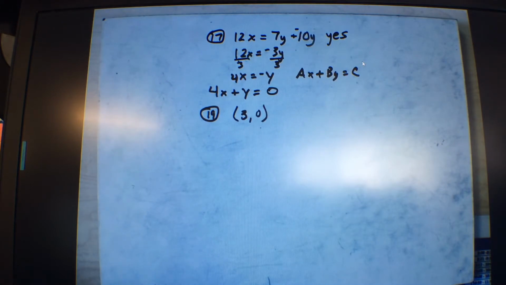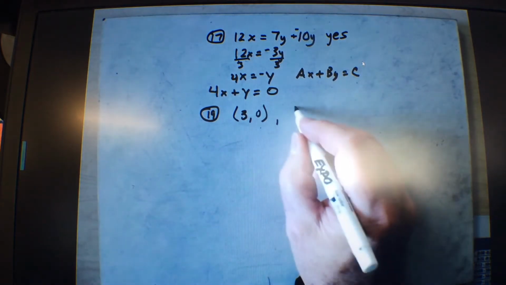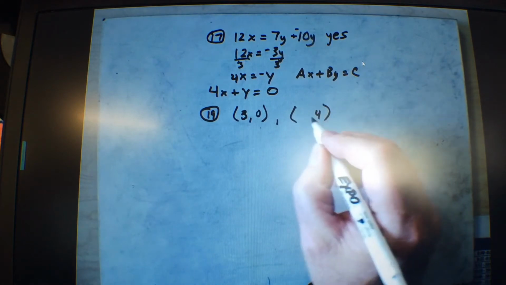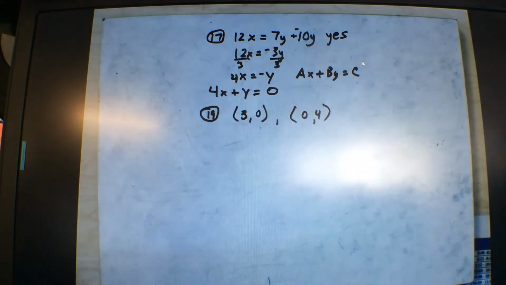All right, Tyra, do you understand that? Good, I'm going to come back at you then. What's the y-intercept? 4. Okay, so what's the x value at that point? 0. There you go. You see the difference? On all x and y intercepts, the other value is 0, isn't it? So on 20, all you have to do is look at the table and see where the zeros are, right? Correct?